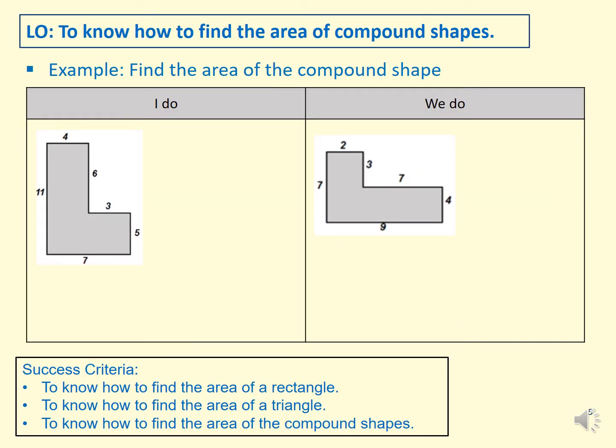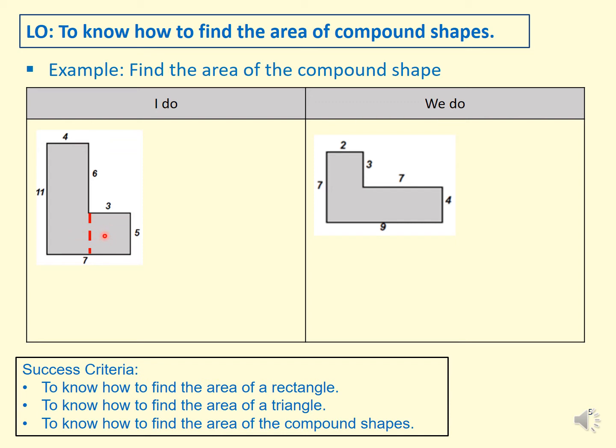For finding the area of a compound shape, let's see if we know what a compound shape is first. Any shape that is made from two or more shapes mixed together, we call a compound shape. For example, in this one, I can draw a line in here. If I draw a line in here, I make one rectangle in here and another rectangle in here.